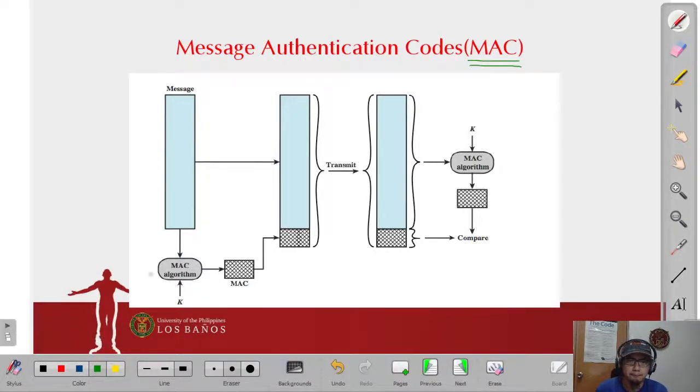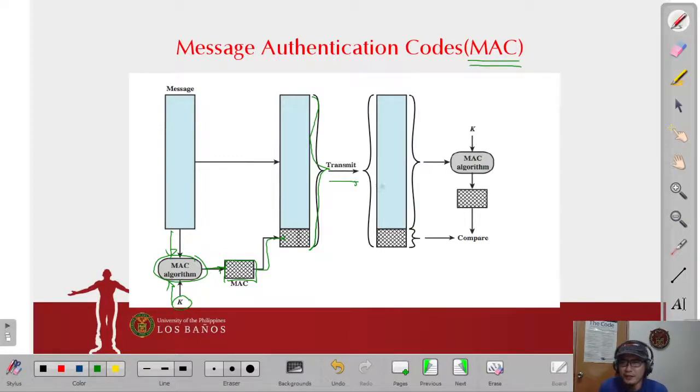So how does this work? First, we have the MAC algorithm, the message authentication code algorithm, and as input to this MAC algorithm is the message and also a key K. The output of the MAC algorithm will be a message authentication code, and this will be appended to the plain text and transmitted across the network.